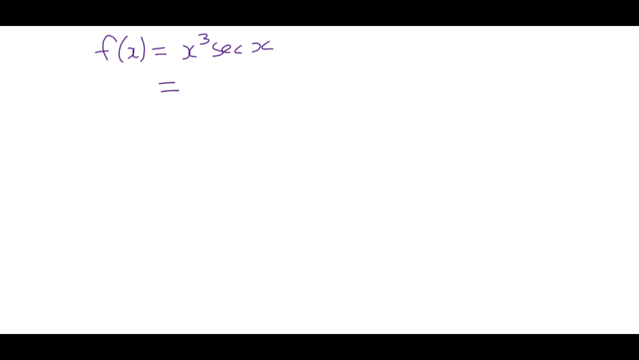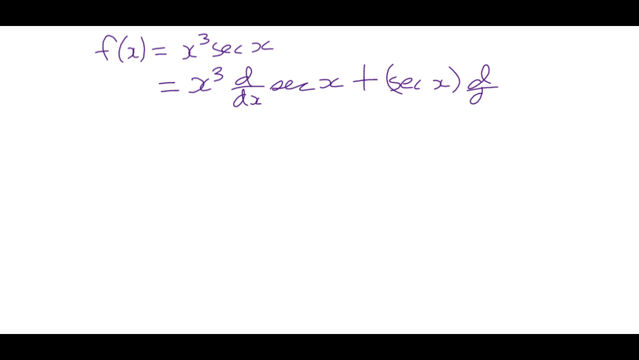It's f, so it's x cubed, times the derivative of g. So let's be explicit about that here. It's x cubed times the derivative with respect to x of secant x, plus the secant of x times the derivative with respect to x of x cubed. Now, oftentimes we don't bother writing that out, but because we're just getting into this, let's be explicit. So what's the derivative of secant?